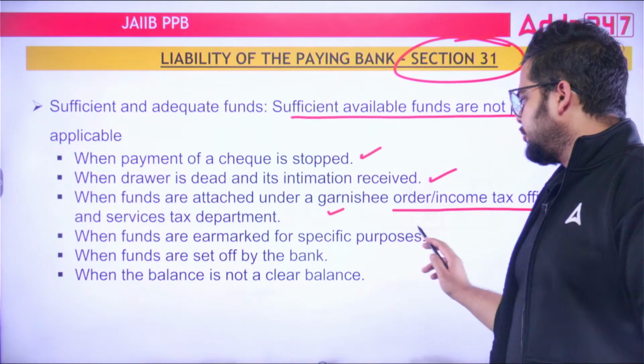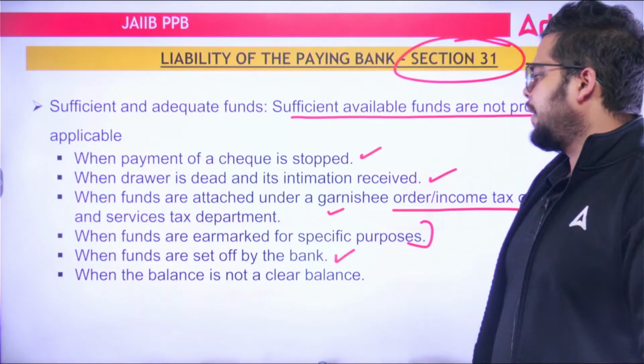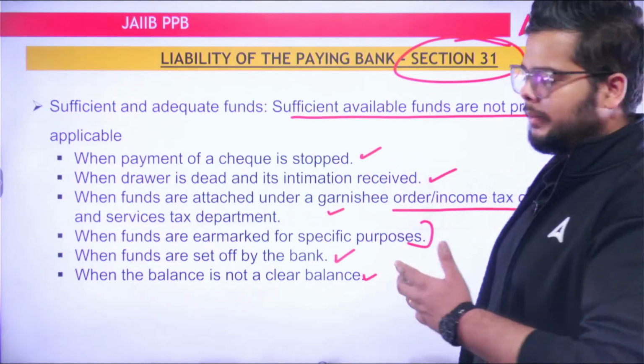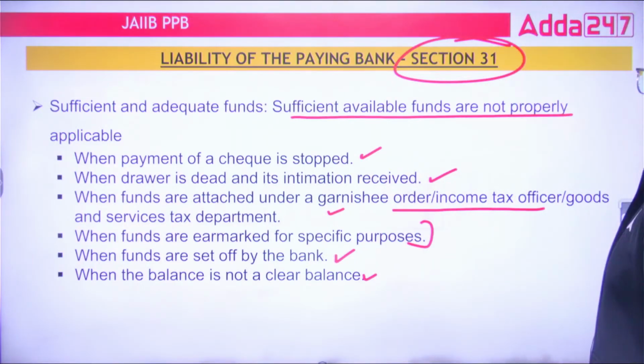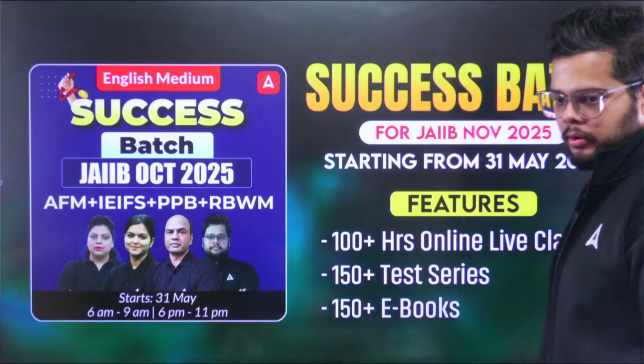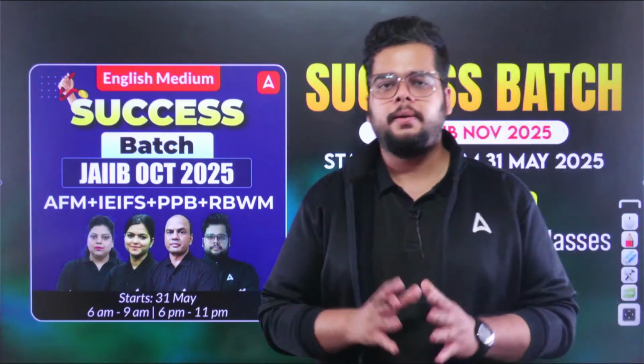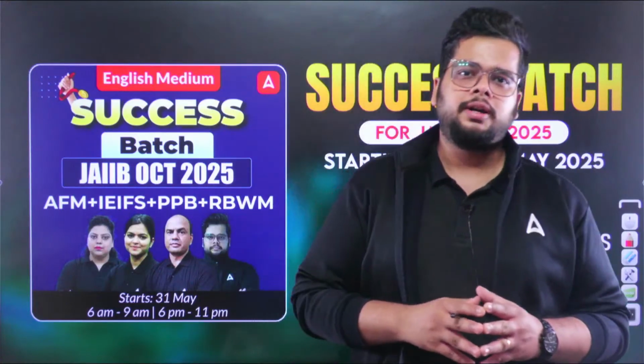Funds are earmarked for a specific purpose, funds are set off by the bank, or when the bank balance is not a clear balance and there is a debit balance, then again there is liability of the paying bank. Okay, so this was it from my side, the most important points for unit number 12.